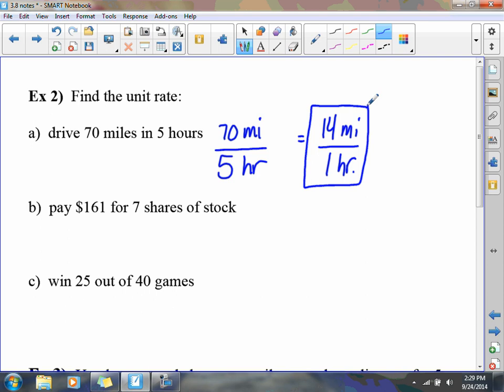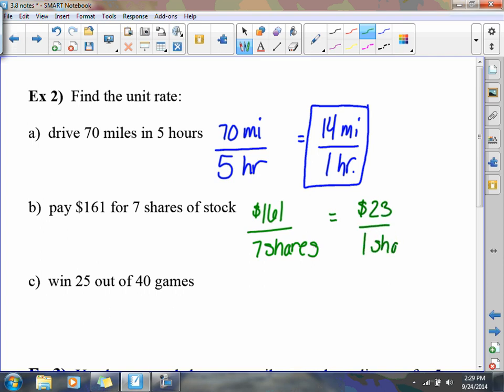Okay, part B says we're going to pay $161 for every 7 shares of stock. So again, we paid $161 per, or over, every 7 shares of stock. So it's kind of like making a fraction as you read it. The first number is going to be your numerator, second number is going to be your denominator. And then we want to reduce. We can divide both of these by 7. So really we paid $23 for every 1 share of stock.